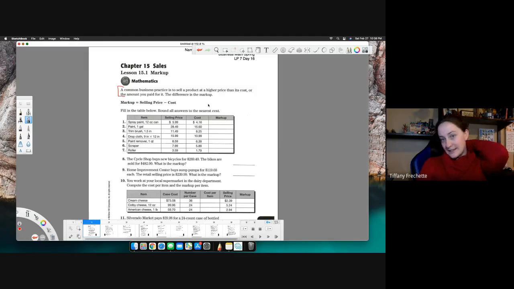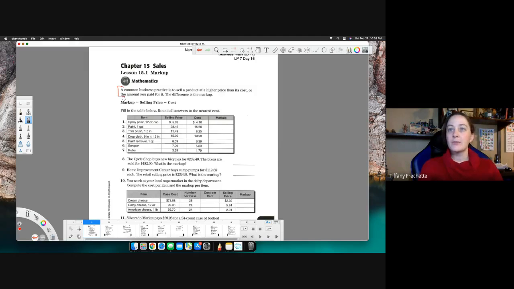So it's definitely more than just a common business practice. It's usually what happens. The only time it's not a markup is if they're trying to dump items that aren't selling, or it's discontinued, something along those lines. They're just trying to get rid of it. But normally, it's very common to have something marked up pretty decently high from what you bought it for.